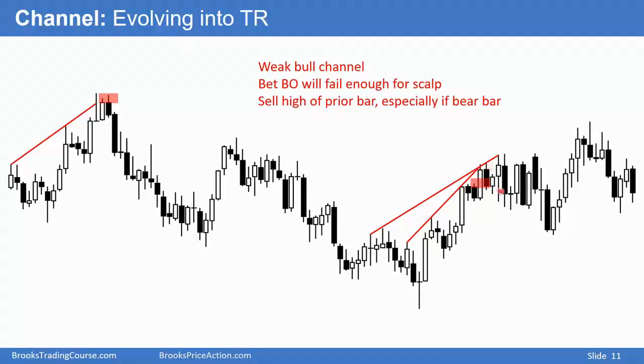Traders will look to sell above bear bars, betting that they're bad buy signal bars at the top of a trading range or at the top of a weak rally. Also, they'll sell at prior highs.